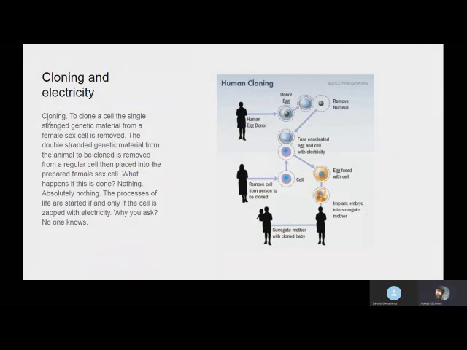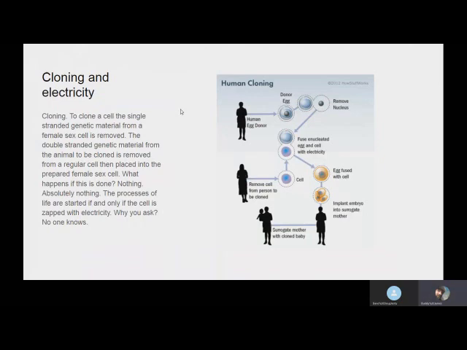Cloning and electricity. To clone the cell, the single-strand genetic material from a female sex cell is removed. The double-stranded genetic material from an animal to be cloned is removed from a regular cell, then placed into the prepared female sex cell. What happens if this is done? Nothing. Absolutely nothing. The processes of life are started if and only if the cell is zapped with electricity. Why, you ask? No one knows.